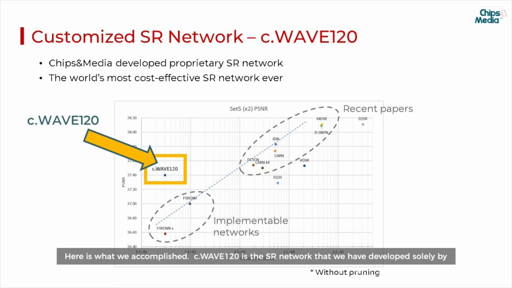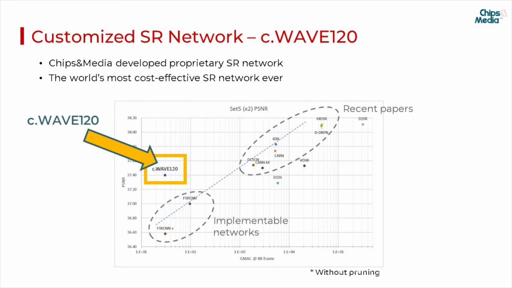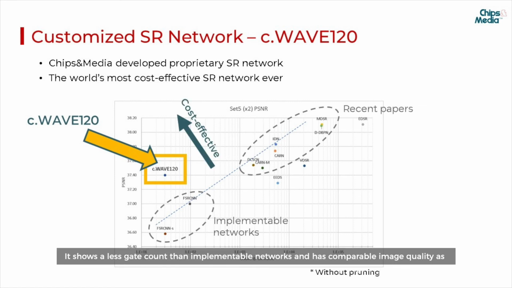Here is what we've accomplished. C-Wave 120 is the SR network that we have developed solely by experimenting with the CNN proprietary theory to achieve better image quality and less gate count. It shows a less gate count than implementable networks and has comparable image quality as recent papers. For example, it has a similar image quality as the VDSR, but is 1,000 times lighter.